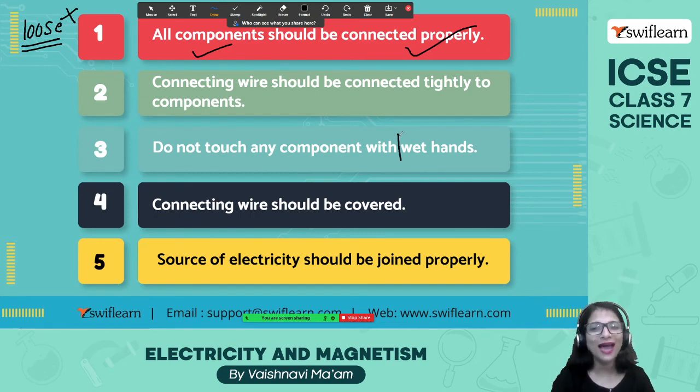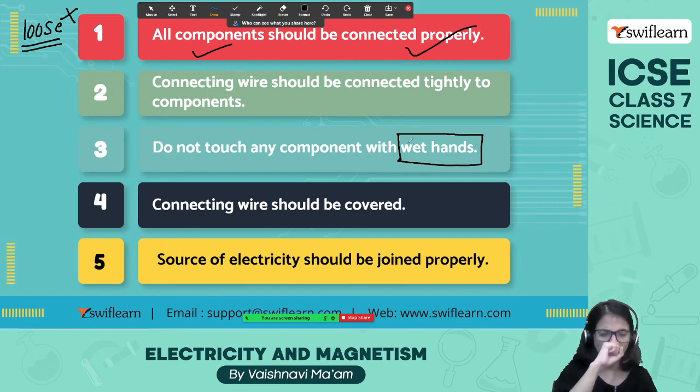Okay, wet hands, very important. You know that tap water contains some salts which make the water a good conductor of electricity, and if your hands are wet, that can create a problem. So never ever touch any electrical components while they are in working condition. Never touch the switches with wet hands either, because if the circuit gets completed, since the hand is wet, it can act as a good conductor. So make sure you do not do it.